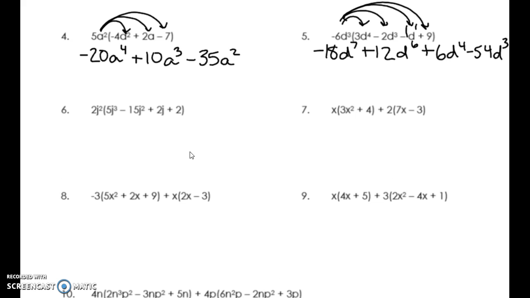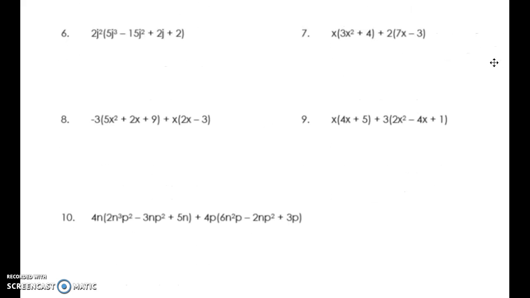So in number 7, that means we have to distribute 2 different things. In this first set here, I'm distributing x through to that first set of parentheses. So x goes to 3x squared, and x goes to 4. Then in the second set of parentheses, I'm distributing the 2 to 7x and negative 3. So if I distribute that x through, I get what, Tristan? 3x cubed plus, what comes next? 4x. X times 4 gives you 4x.